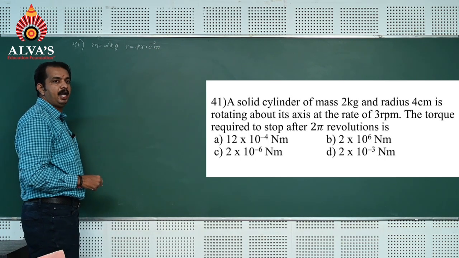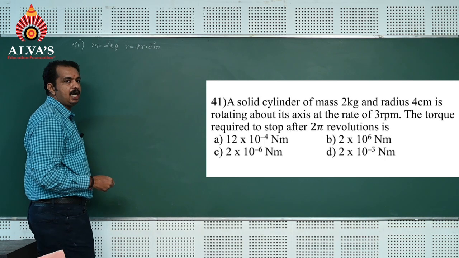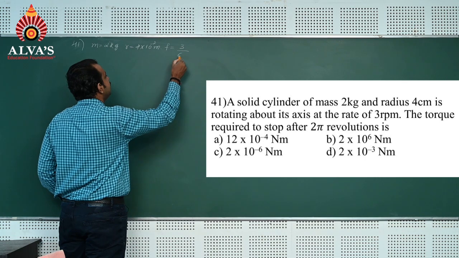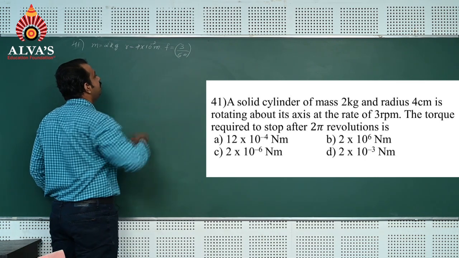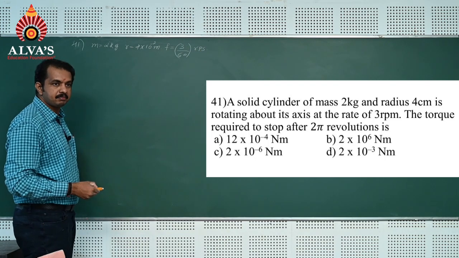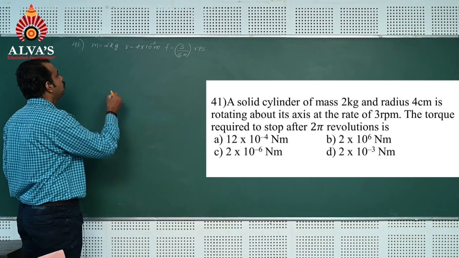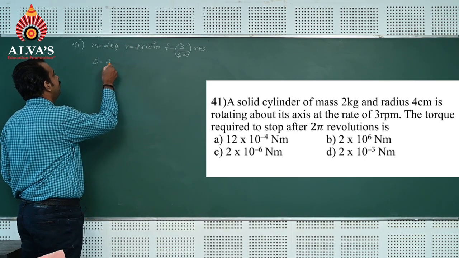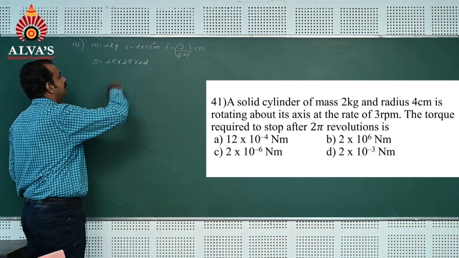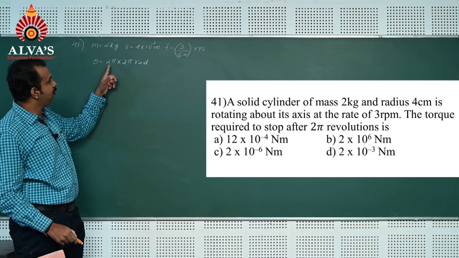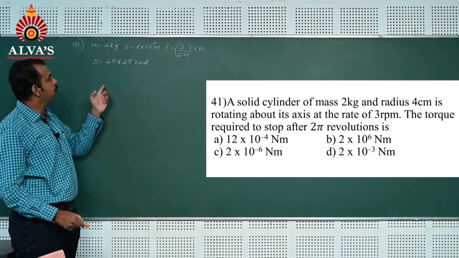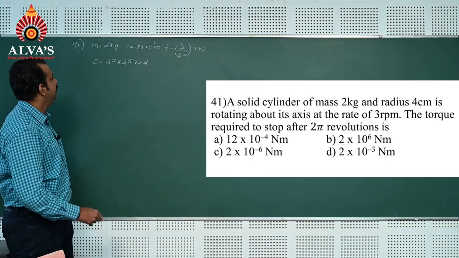Then rotating about the axis at the rate of 3 rpm. At the rate of 3 rpm, frequency is given 3 divided by 60, 3 divided by 60 rps this is. And required to stop after 2 pi revolution. Theta is 2 pi revolution, means 2 pi into 2 pi radian. 1 revolution is equal to 2 pi radian. 2 pi revolution means 2 pi into 2 pi radian.